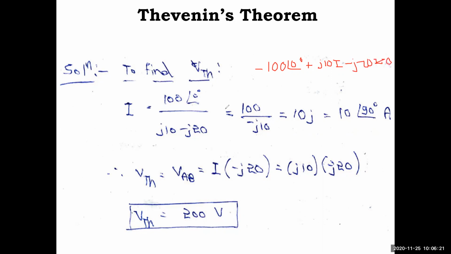One more J10 is there which is open, right? So that is not having any current or voltage. That's why it is not considered in the loop KVL. What we have to find, VTH, is the voltage across the minus J20 ohm. So for that first we need to find the current. If you group here, current I will be equal to 100 at an angle 0 degree volt taken right side, and then J10 minus J20 is taken in the denominator.